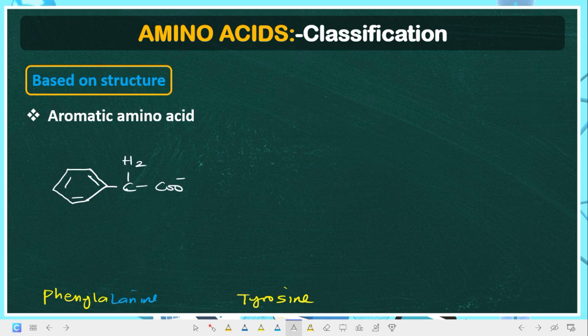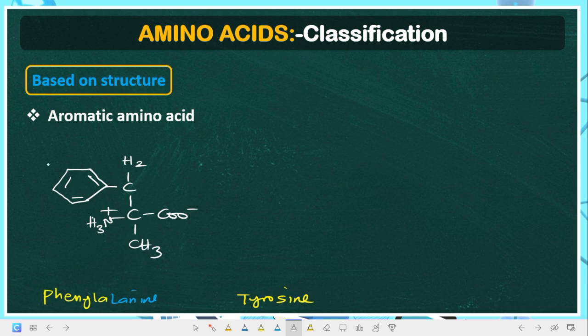And then what do we have here? We have H. Are we supposed to have this? No. Supposed to come here first. C. COO negative. And then we have, let's put the H3N positive, and then we have CH3. This is the structure of phenylalanine. Are we getting it now?